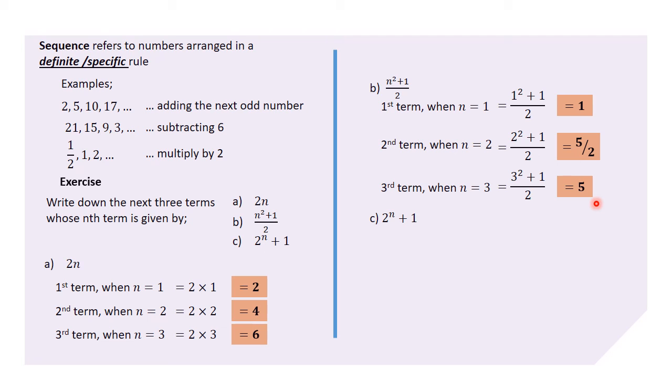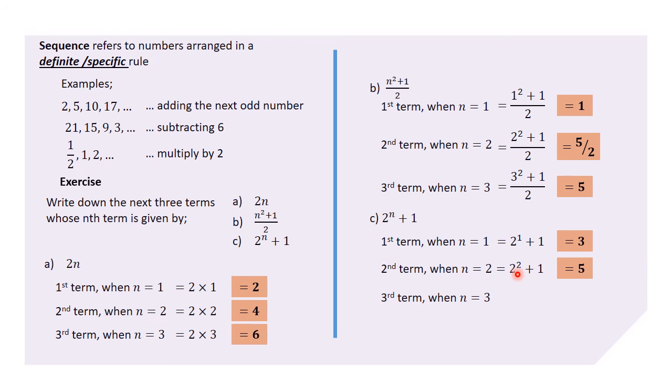And lastly, going to question C, we have 2^n plus 1. To get the first term, that is going to be obtained when n is 1, and therefore we're going to have 2 raised to the power 1 plus 1, which is 3. And the second term will be obtained when n is 2, and therefore we have 2 squared plus 1, which is 5. And lastly, we have that term when n is 3, which is going to be obtained by 2 cubed plus 1, which is 9.